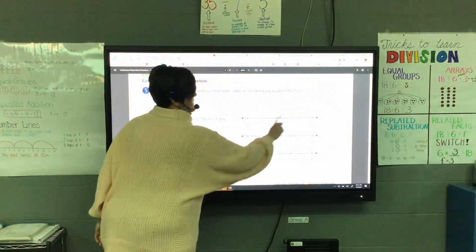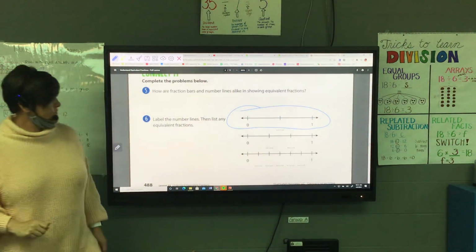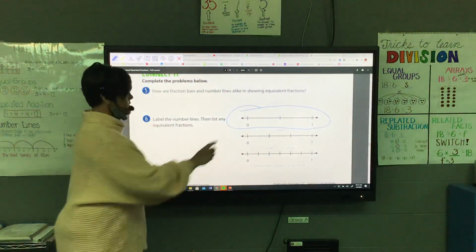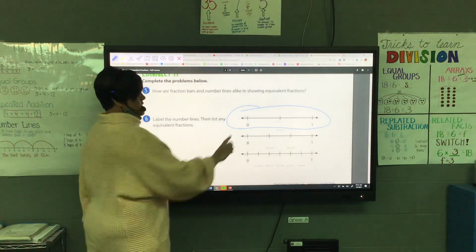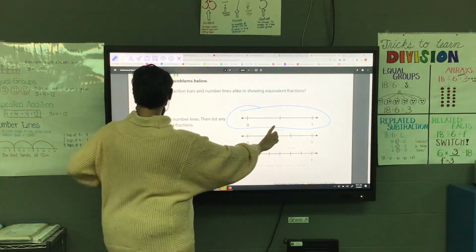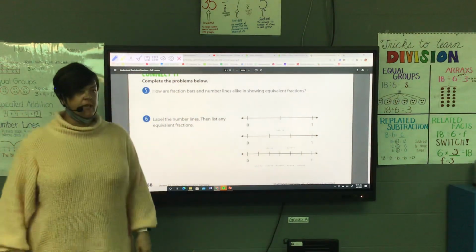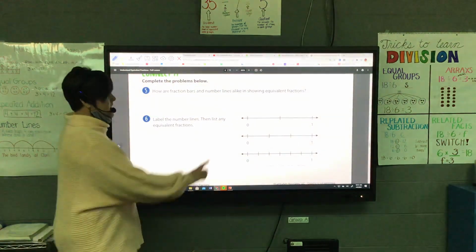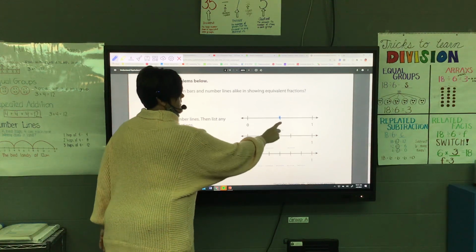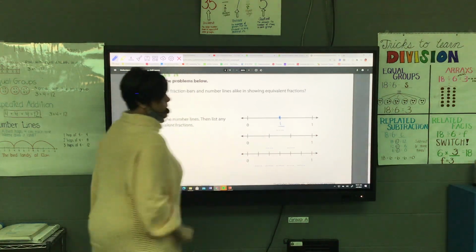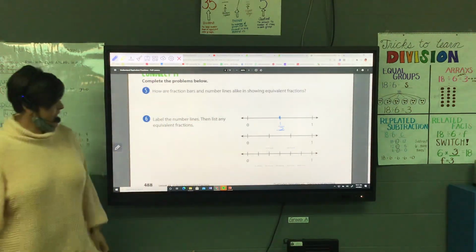How many parts did they split this top one into? 2. 1, 2. So if this is the fraction that we're labeling, what would it be? 1. This is how many spots over? 1. Out of how many equal parts? 2. So it is 1/2.